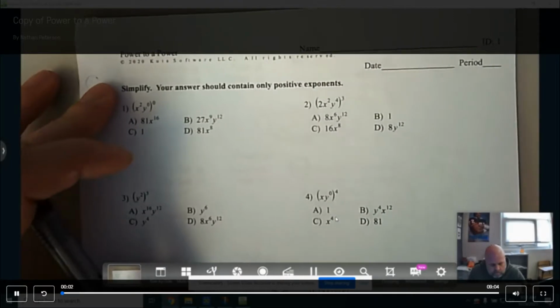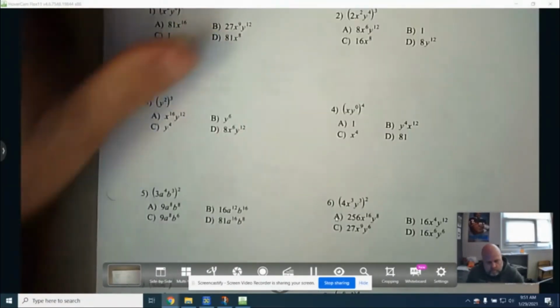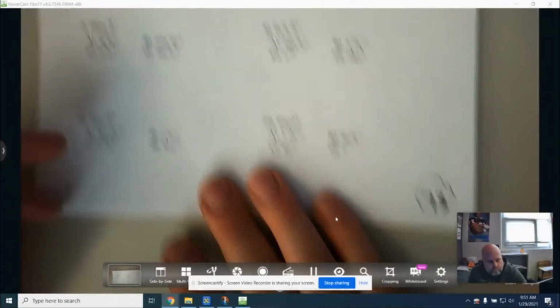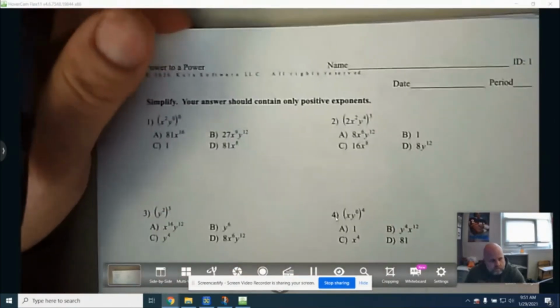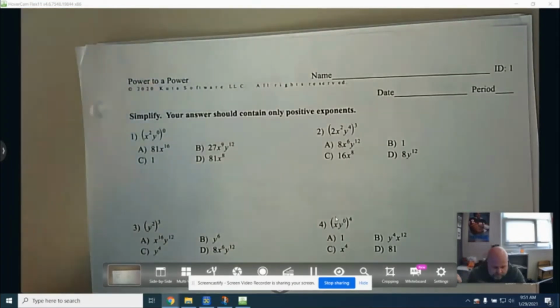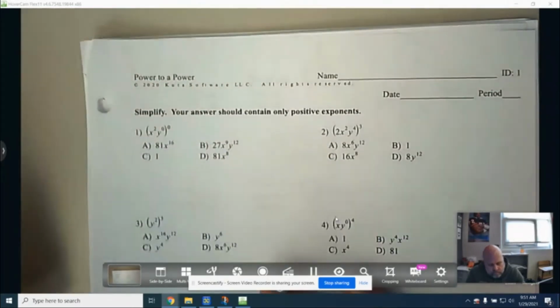All right, guys, for today's lesson, you're going to need the sheet that says power to a power, and you can find it in your packet on page 73. Okay, so today's lesson, we're going to do a new skill with exponents. We've multiplied, we've divided, and now it's going power to a power. So that's an exponent to an exponent.